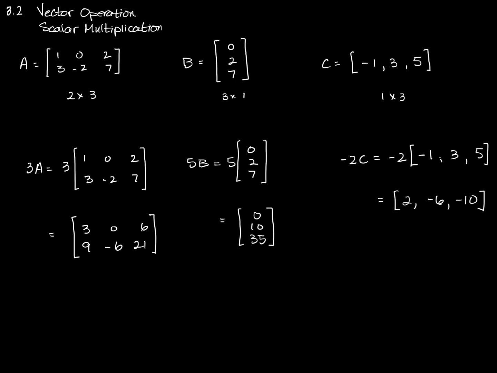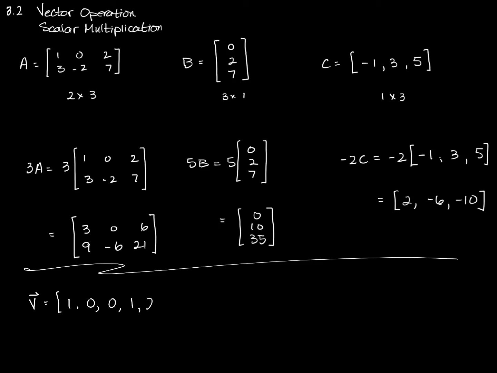If I have a vector v that's equal to 1, 0, 0, 1, 2, for example, then negative 7v is just the matrix, or sorry, the vector, negative 7, 0, 0, negative 7, negative 14. And we've only been working with integers here, whole numbers, but I want to point out that scalars can be any real number.